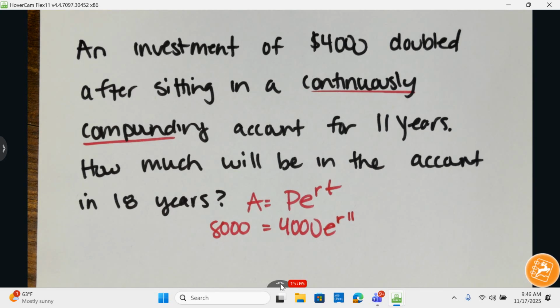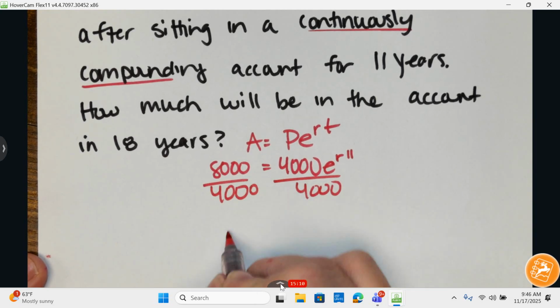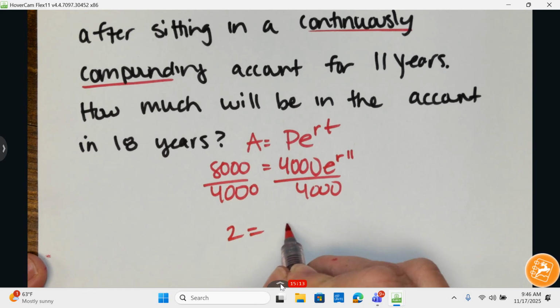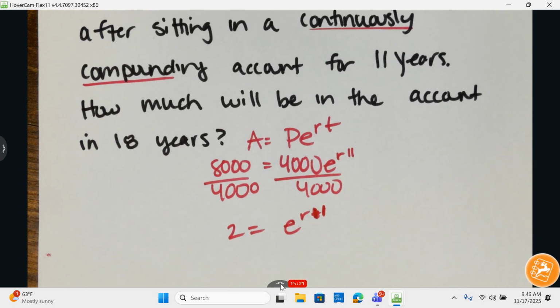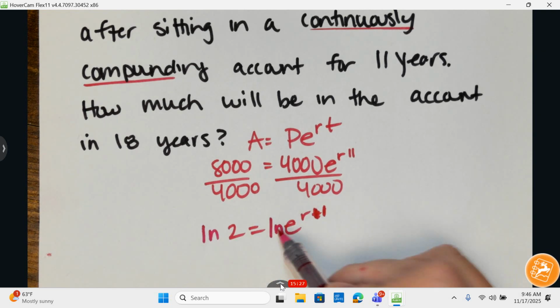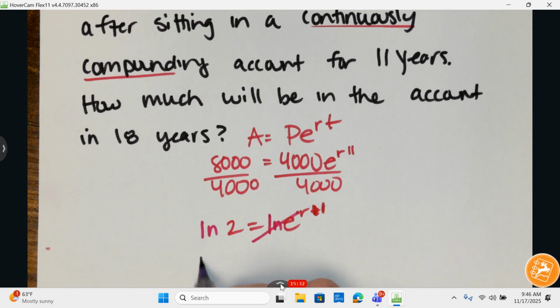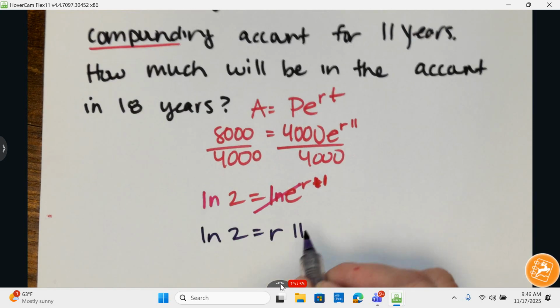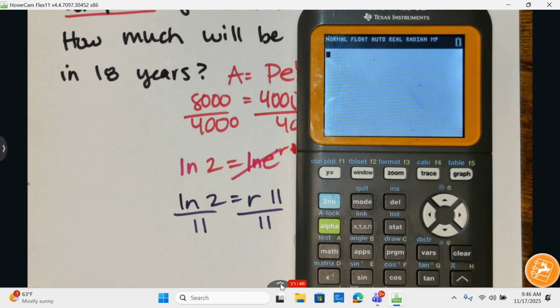Now I'm going to solve for r at this time. So I divide by 4,000. 8,000 divided by 4,000 is 2. And now to isolate the r, I forgot to put in 11 here. In order to isolate the r, I'm going to take the ln of both the left and the right. And in doing so, the ln of e on the right is going to be eliminated essentially. And I have the ln of 2 equals r times 11. Divide by 11, divide by 11, and now grab that calculator. As a quick reminder, we're going to take the ln of 2, press enter, and then divide by 11.